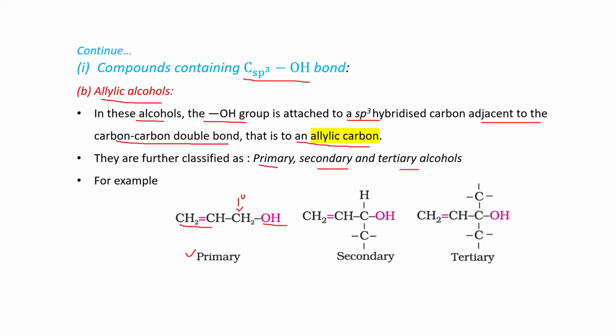Now again in this case, this carbon is sp3 carbon which is next to this double bonded carbon atom, and this is a secondary carbon. That's why this is secondary allylic alcohol. Now this carbon is sp3 and this sp3 carbon is tertiary carbon and next to double bonded carbon atom. That's why this is tertiary allylic alcohol.